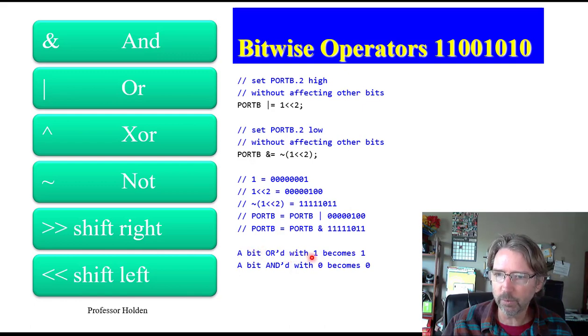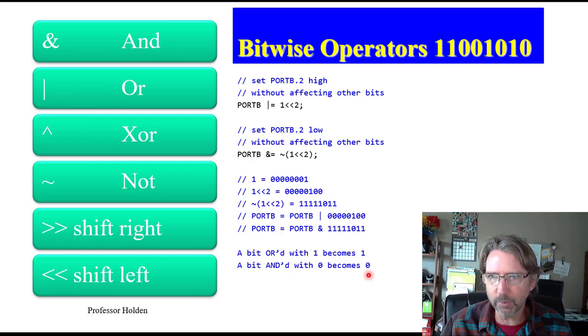A bit ORed with 1 always becomes 1, whether the original bit was a 1 or a 0. You need 1 or the other to be 1, and you get a 1. And so if we OR it with a 1, we turn it on. And if you AND something with a 0 bit, it always becomes 0, because both the first bit and the second bit have to be 1 in order for the output to be 1. So if you set this to 0, you'll always get a 0.